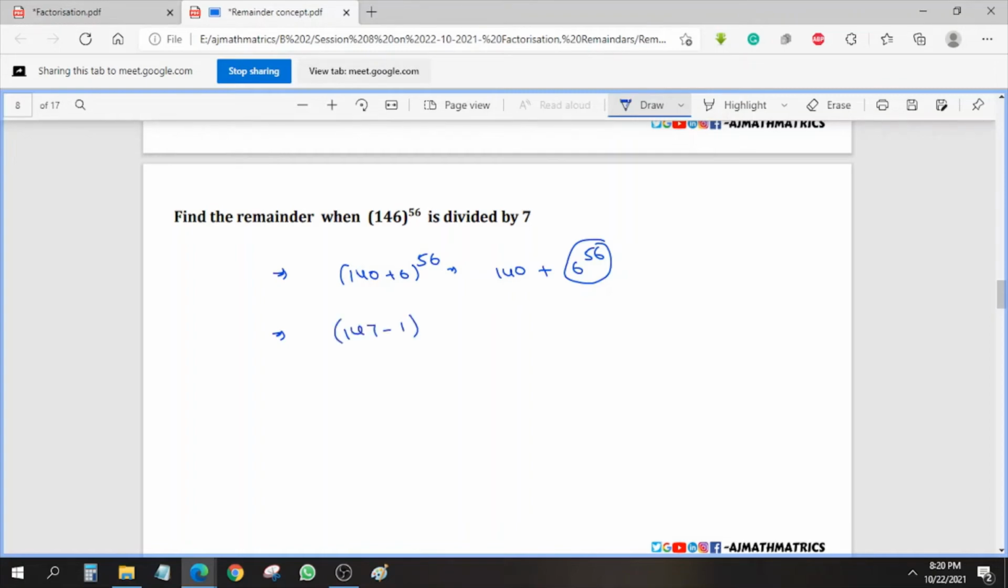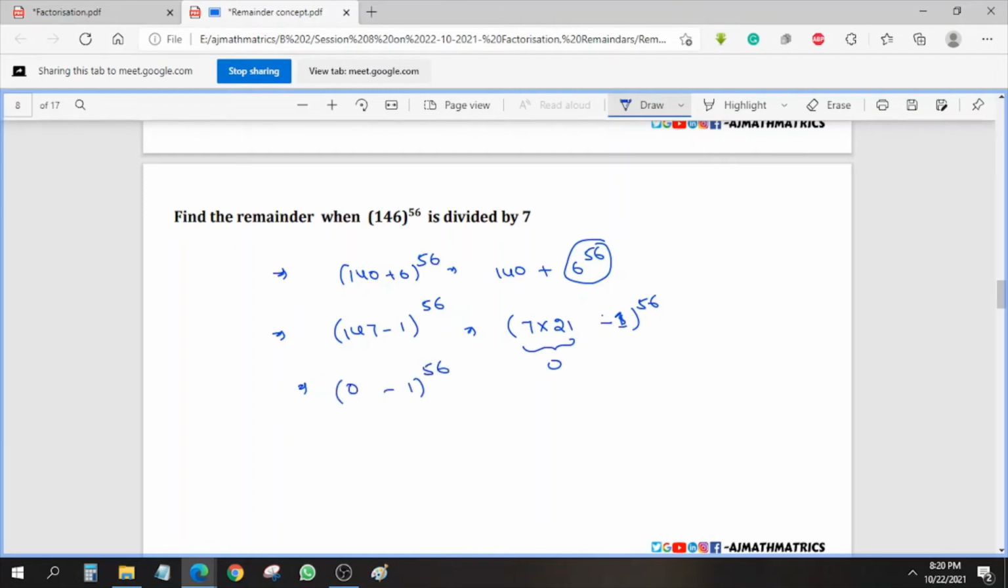So 147 minus 1 whole power 56. So 147 we can write as 7 into 21 whole power 56 minus 1 power 56. So we are left with what? Minus 1 power 56 only. Okay, so this I left. Here when you find out the value, this will be obviously 0. 0 minus 1 power 56.